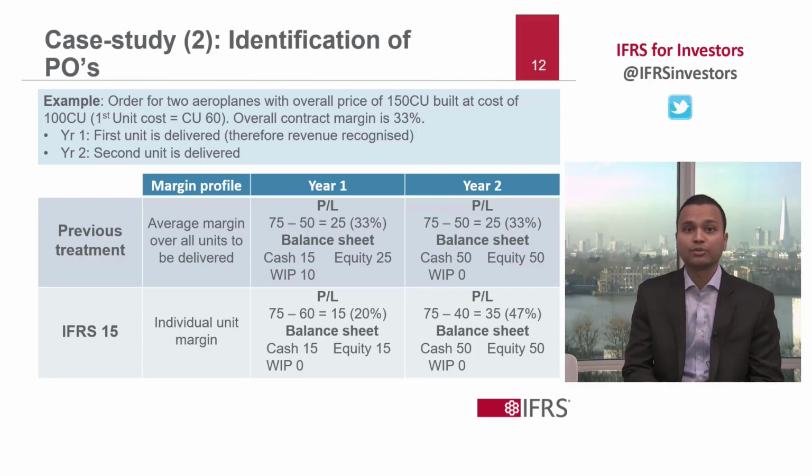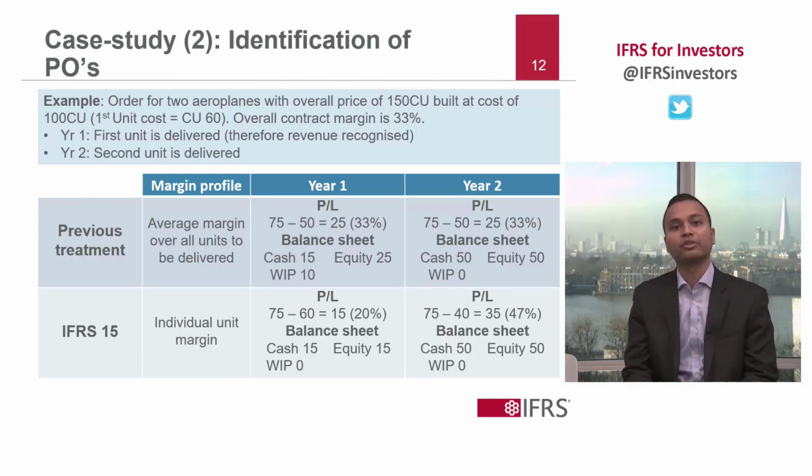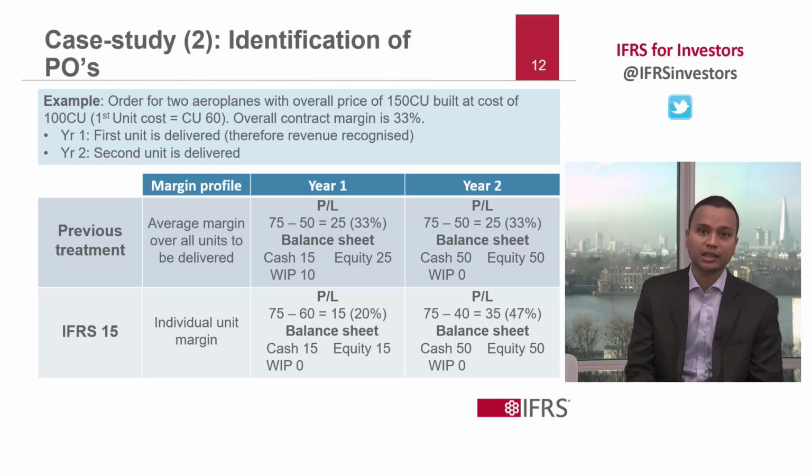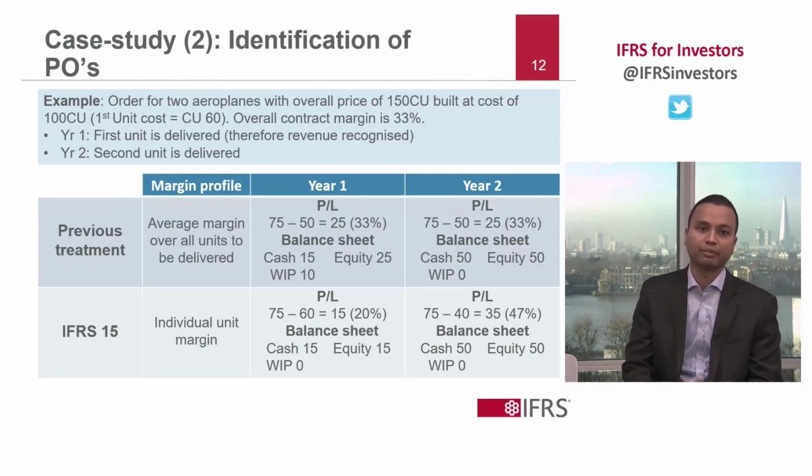Since the first plane is more expensive to build than the second plane, the company reports lower margins in year 1 and higher margins in year 2. Therefore, in year 1, the company recognizes 75 in revenue, same as under the previous treatment, and an expense of 60, which results in a margin of 20%, whereas in year 2, it recognizes 75 in revenues, 40 in expenses, resulting in a margin of 47%.